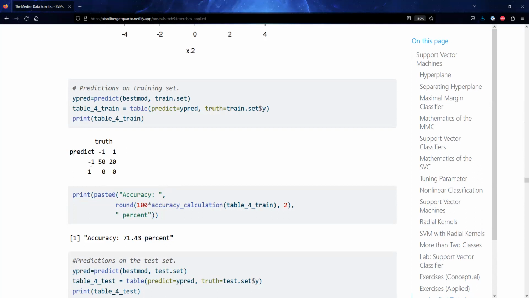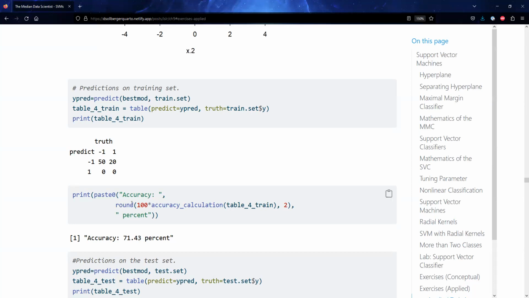The predicted labels on the left, the true labels on the top. Recall that we want to see the biggest numbers on the main diagonal where the predictions match the truth. Otherwise, the numbers on the off diagonal would be the number of misclassifications, the mistakes.